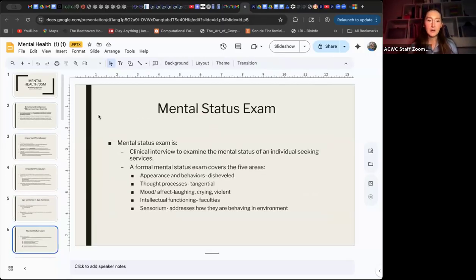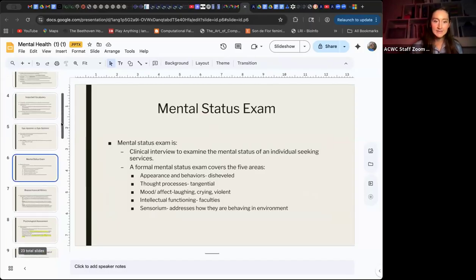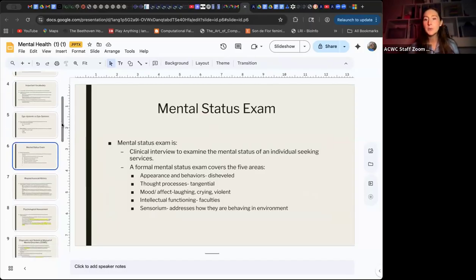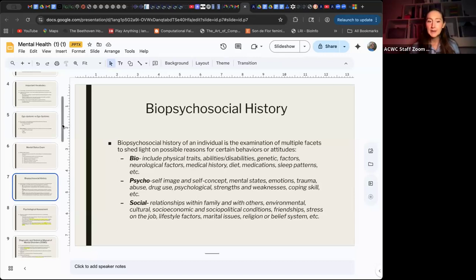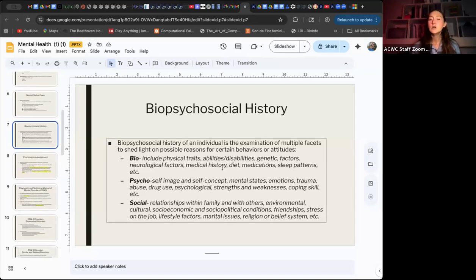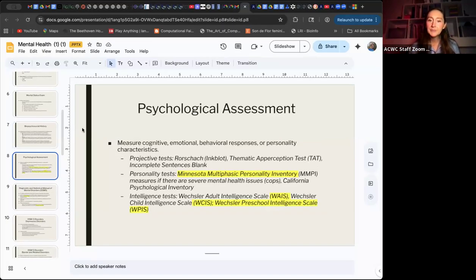And then, because I'll share these slides in a second, I'll let y'all go back through that. That's just what we were dealing with earlier, the MSE, the mental status exam. Same thing with the biopsychosocial. That just gives you more vocabulary that you may see that goes with that, describing that more in detail.